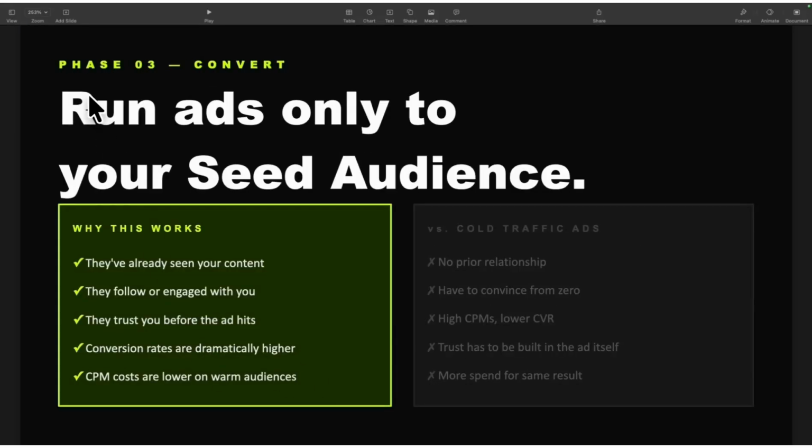All right, and then the last phase is run ads only to your seed audience. Now, while this works, they've already seen your content, they follow or engage. These are people that are more likely to trust you before they see an ad from you. Your conversion rates will get much higher. Your cost per conversions will get lower. Your CPMs and your costs will get lower too.